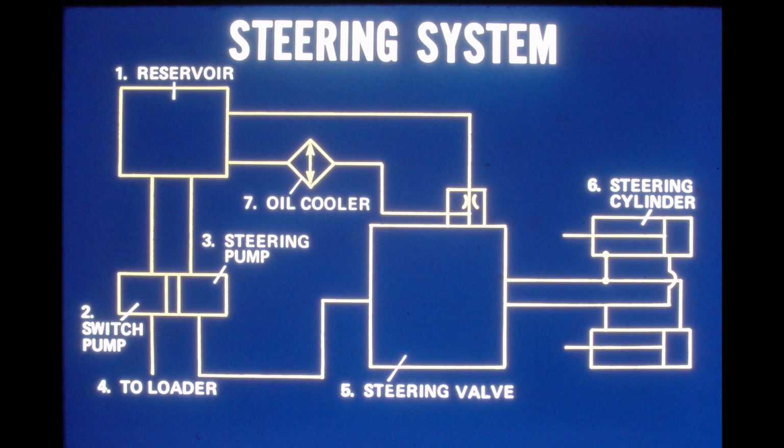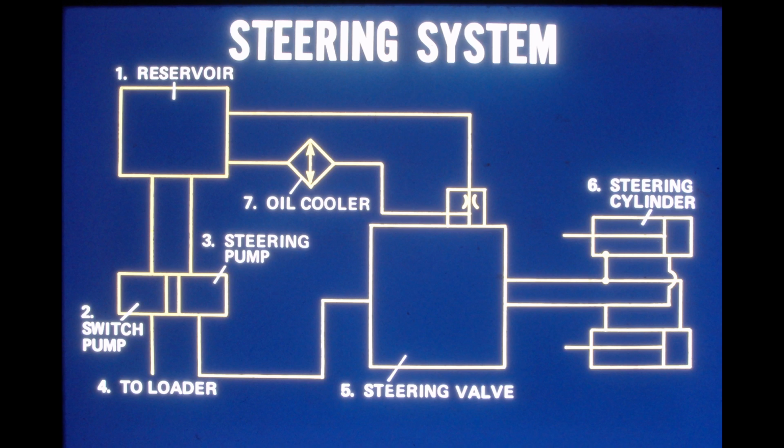The switch pump output is directed to either the steering control valve or to the loader system, depending on engine speed. At lower engine speeds, the output from the switch pump combines with the output from the steering pump to supply the steering control valve. When the engine speed is increased, the flow from the switch pump is directed to the loader system. This shifting is accomplished by the diverter valve, which is located between the two pumps.